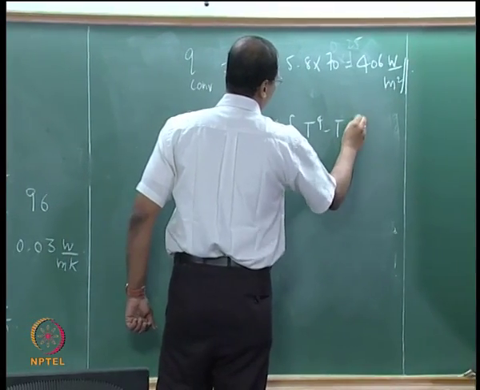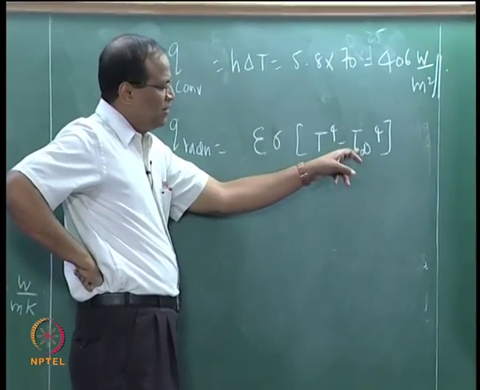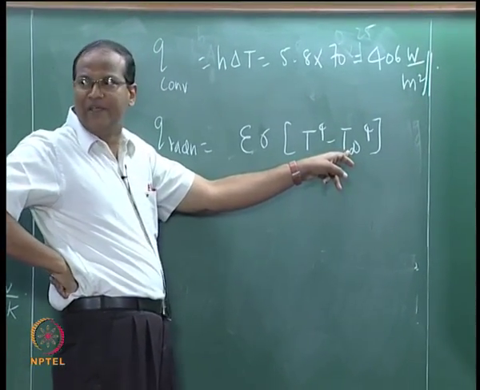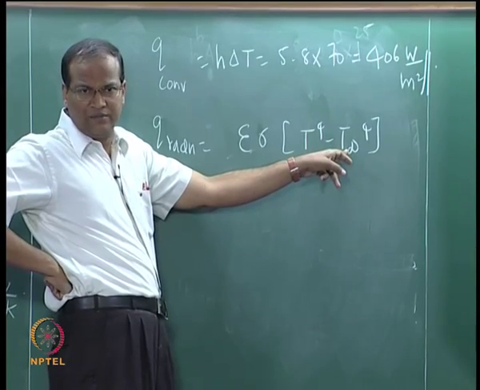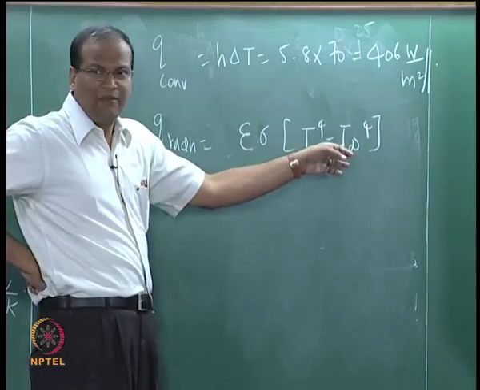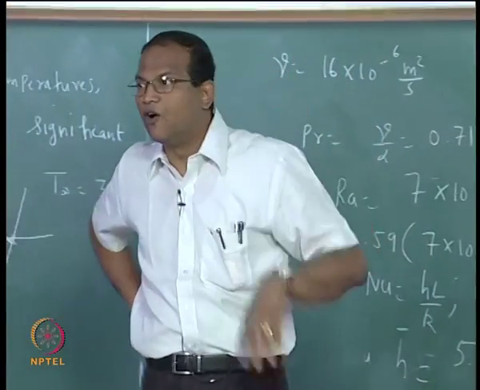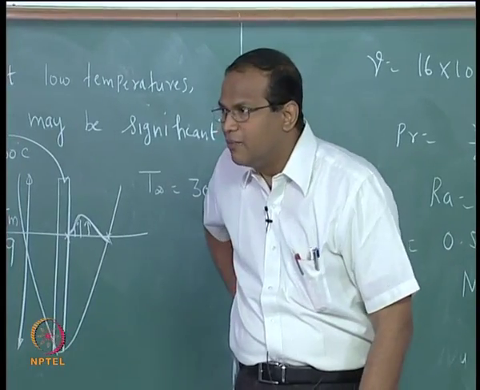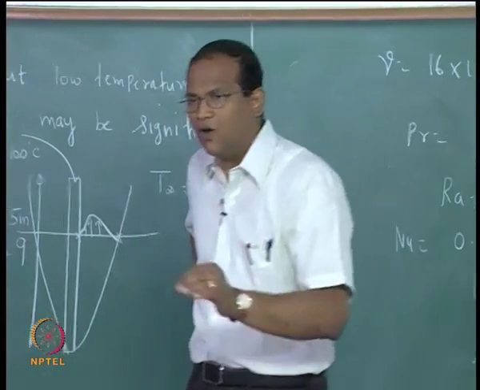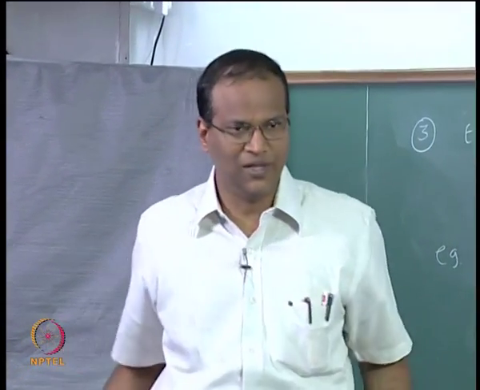I assume that the sink for the radiation is the same as the sink for the convection, which is alright. So I assume that the walls of the room are at the same temperature as the ambient, which is a reasonable assumption. Sometimes these two may not be the same. Are you getting the point? To cut a long story short, T infinity for convection need not be the same as T infinity for radiation. Oftentimes we assume them to be the same.